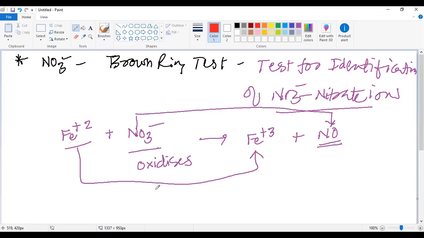So you can easily say that this is oxidation and this is the process of reduction. So NO3 minus, which is having plus 5 oxidation state, is reduced to plus 2 oxidation state, and Fe plus 2, which was having plus 2 oxidation state, has been oxidized to plus 3 oxidation state. This is what we can easily understand in this process.